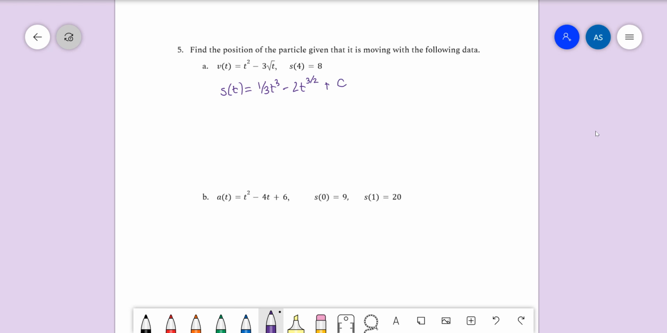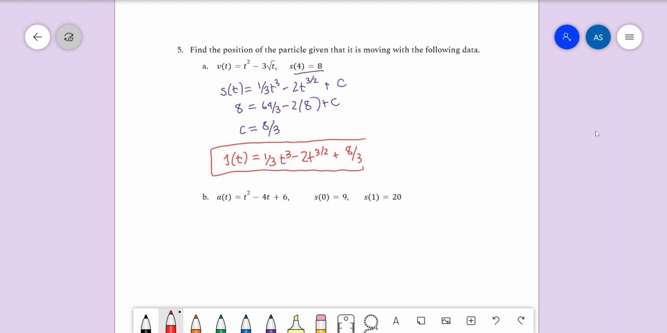Next, we go ahead and just apply our initial value. So we do s of 4, which is 8, equals, and this is going to be 64 over 3 minus 2 times 8 plus c. Solve for c. c will give you 8 over 3. Then, for the last step, all you have to do is combine everything that you had and put it all together. So we have s of t is going to equal 1/3 t to the third minus 2t to the 3/2 plus 8 over 3. And that will be the final answer for part A.